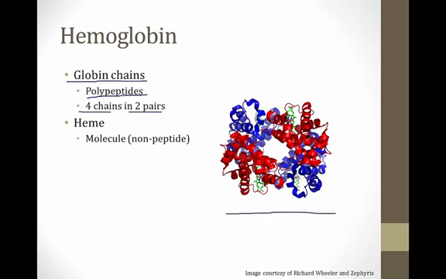This is a representation of what hemoglobin might look like here, and you can see that there are two blue molecules here. Those are globin chains, and two red molecules here, so a total of four in two pairs. The second element of hemoglobin is heme. It's a molecule, it's not a peptide, and it's represented in this picture by these little green things here, and there are four of them inside the hemoglobin compound.